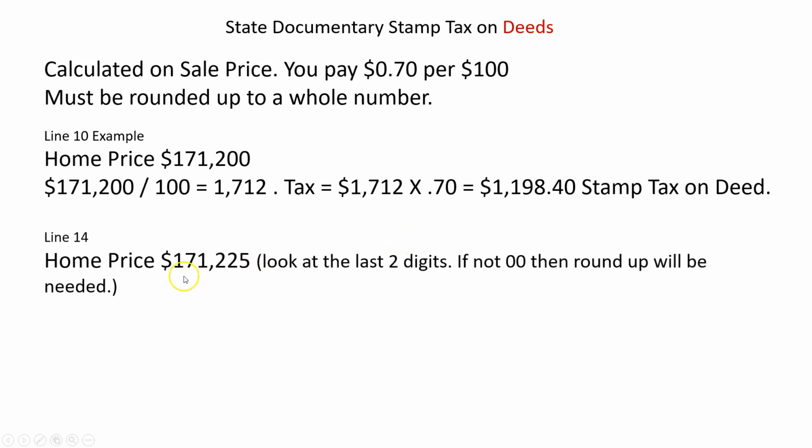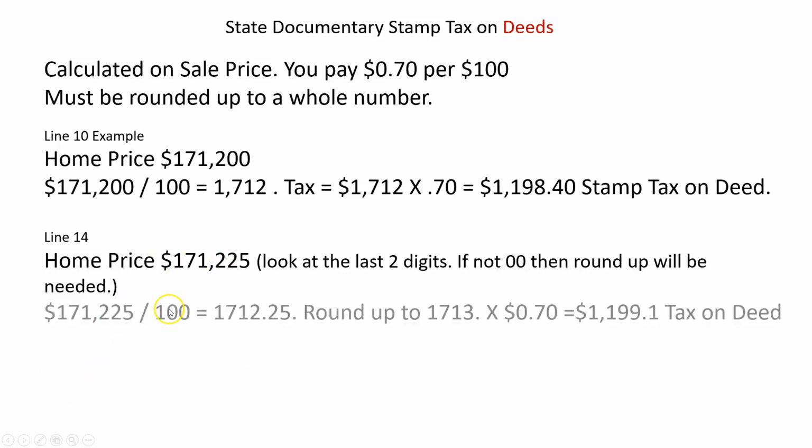Let's suppose though the home price was 171,225. When you divide that out, it won't be a whole number, so therefore you'll have to round it up. Therefore, go from 1,712.25 up to 1,713. And don't make that mistake of not rounding that up, because you'll get another answer a little bit smaller than it needs to be.